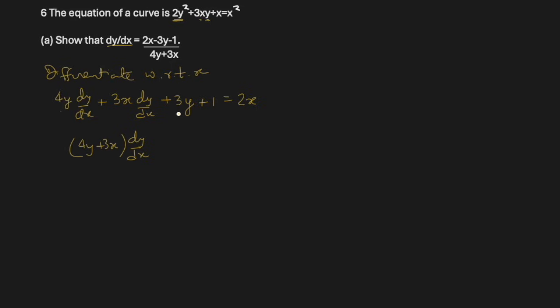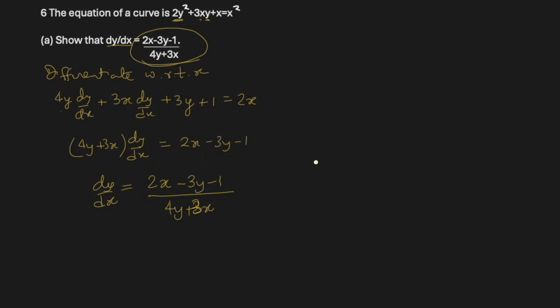And let's bring these to the other side. So we'll get 2x minus 3y minus 1. Yeah, these two become negative here. So dy over dx, by cross multiplication, this part will become the denominator of this. So we'll get 2x minus 3y minus 1 over 4y plus 3x, which is exactly what they asked us to show.